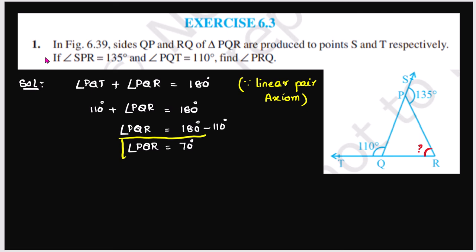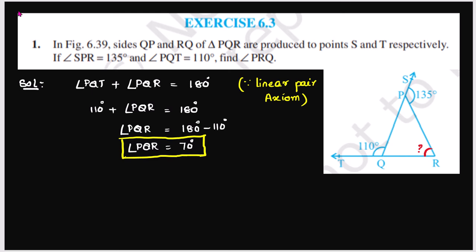Why did we find angle PQR, though it is not asked in the question? Because it is asked to find angle PRQ, whereas the exterior angle is given, that is 135. So here we have one interior opposite angle and the exterior angle. The other interior opposite angle is angle PQR. That's why we found angle PQR. Now we can find angle PRQ by using the exterior angle property.